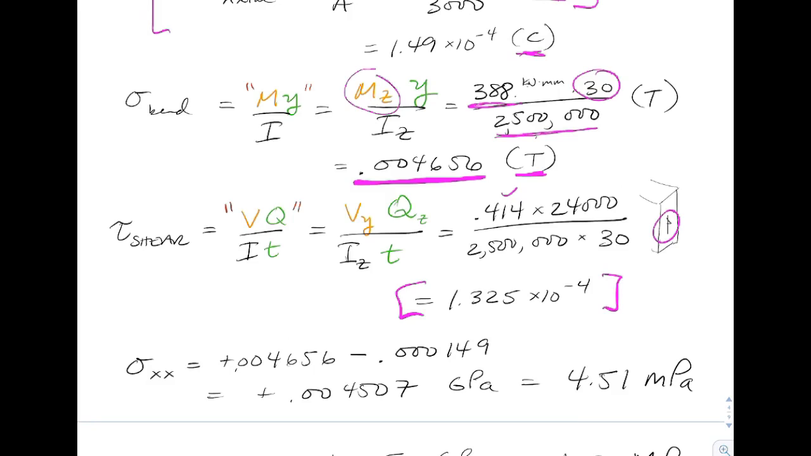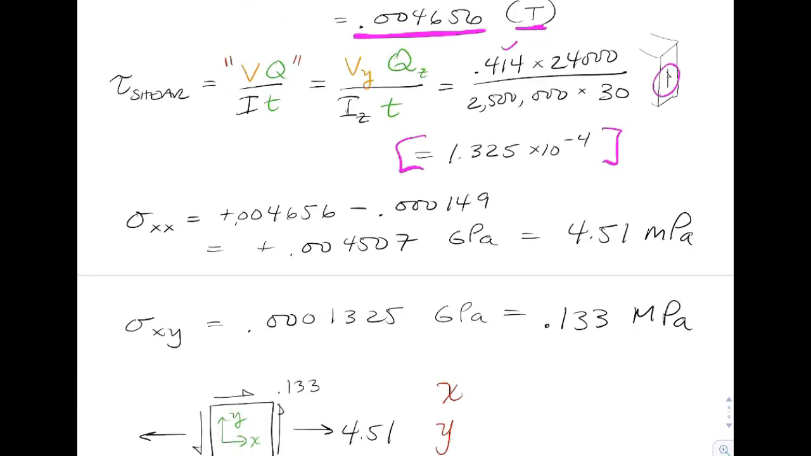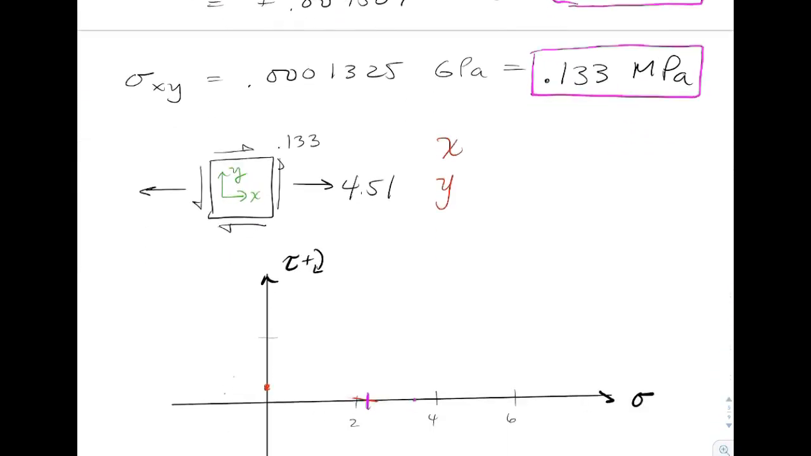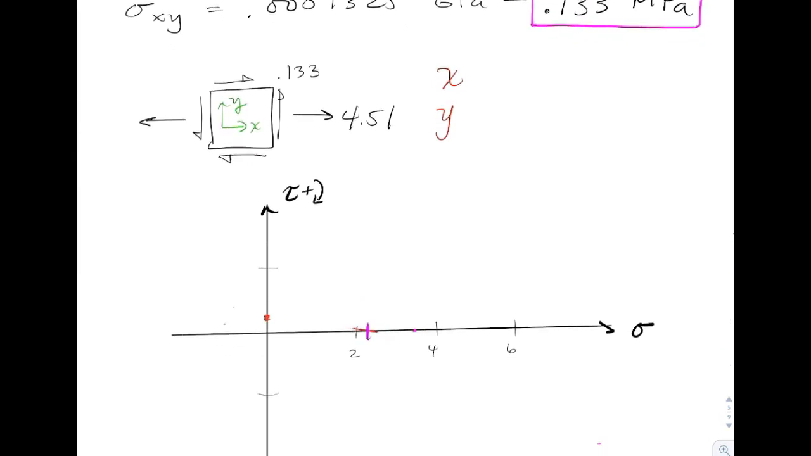So the total state of stress, the normal stress, we're going to add the tension from bending and the compression from the axial, and we get a total normal stress. Sigma xy is going to be positive 0.133 from its calculation. And so here we are. We're going to put this on Mohr's circle. So we've done the state of stress, drawn that on a stress block, and gone ahead and found our initial points.